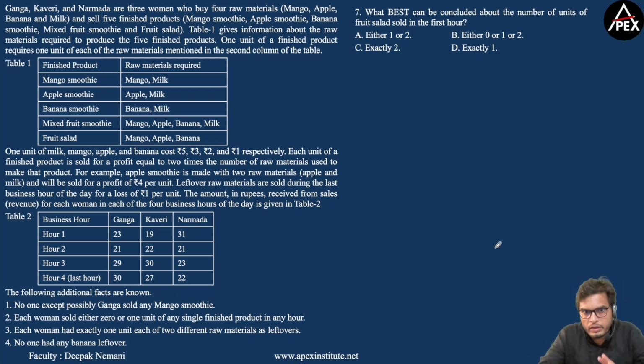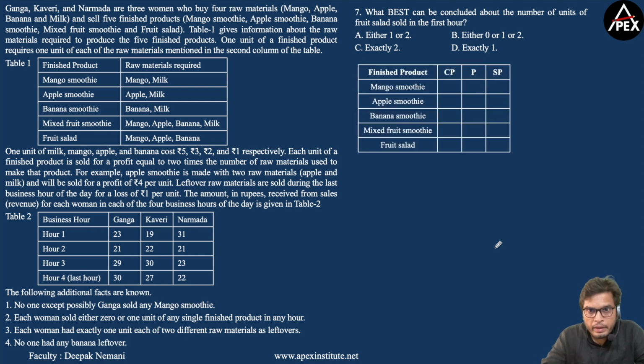Before solving this question, let's see what we can get from the given data. Now I will be making a small table like this, to determine the cost price, profit and selling price of all these finished products. Now let's find out the cost price of 1 unit of mango smoothie. The raw materials used were mango and milk. 1 unit of milk costs you 5 rupees, 1 unit of mango 3 rupees. So 5 plus 3, 8 rupees is the cost price of 1 unit of mango smoothie.